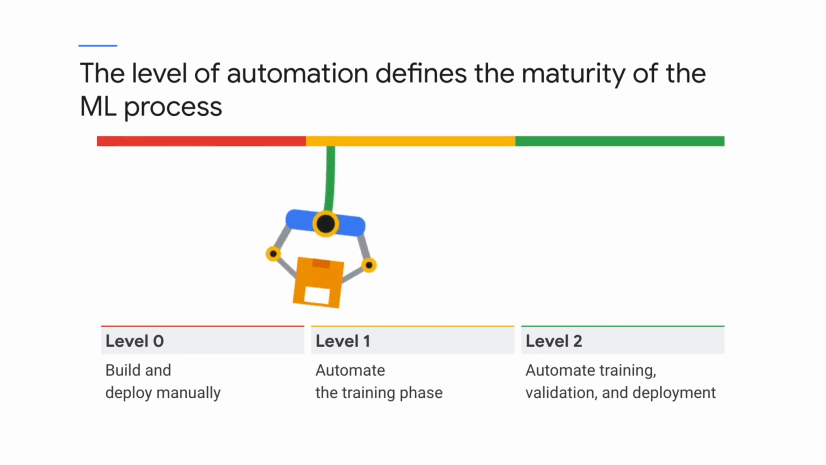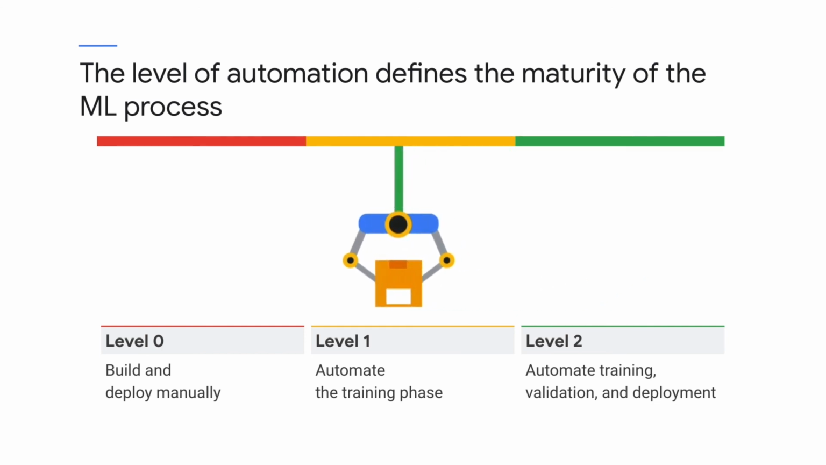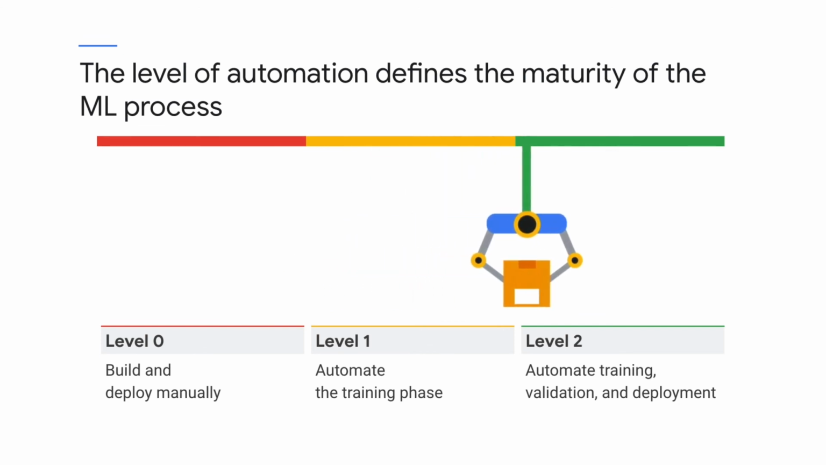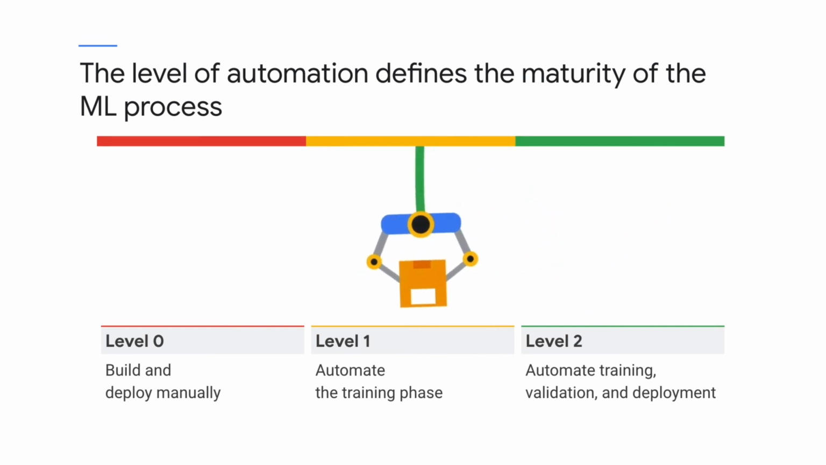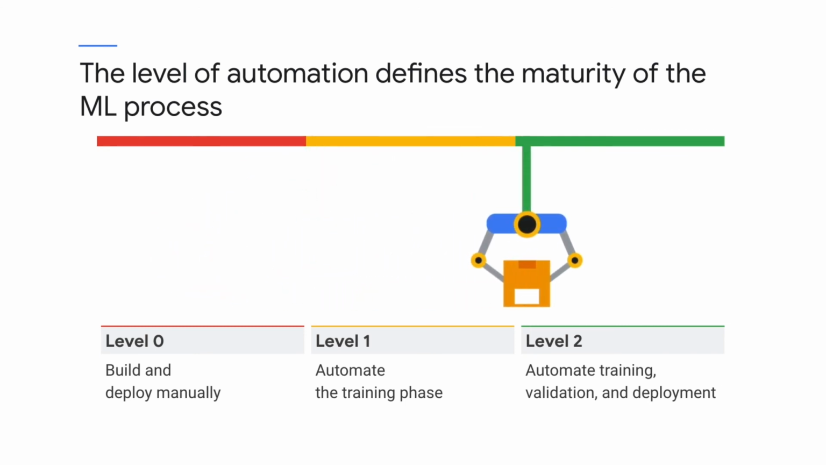You and your team have probably begun, or still are, at maturity level 0, and that's nothing to worry about. Our goal here is to help you automate your processes and move up the automation ladder with the suite of tools and services available at Google Cloud.